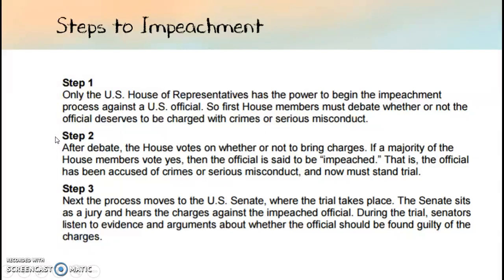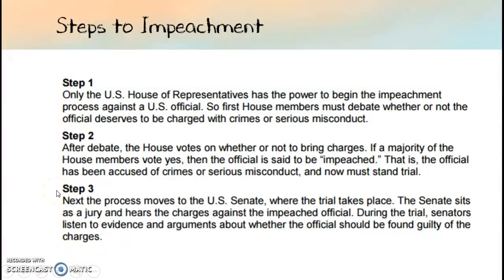Step number 2. After debate, the House votes on whether or not to bring charges. If a majority of the House members vote yes, then the official is said to be impeached. That is, the official has been accused of crimes or serious misconduct and now must stand trial. So what else is important to remember here is just because you're accused of a crime and the House says that you're impeached does not mean you're guilty. You still get a chance to have a fair trial.